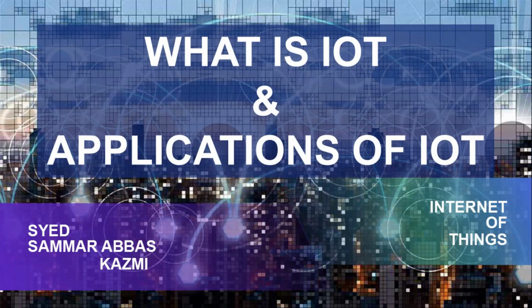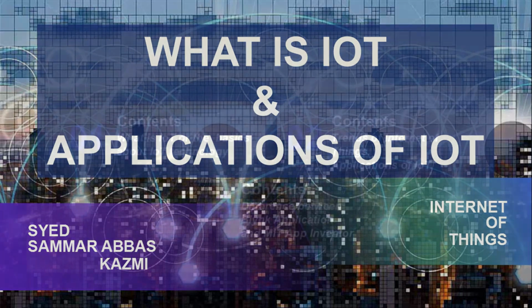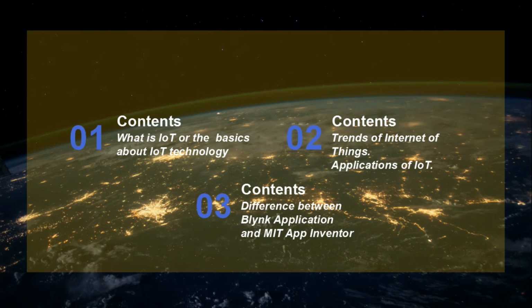So now I have switched my camera to my laptop screen, and now I will be covering the topics of the presentation. So what are the contents of today's presentation? First of all, I will be telling you what is IoT, meaning Internet of Things, or the basics about Internet of Things. Then I will be moving forward and telling about trends of Internet of Things, meaning the applications of IoT, and the key topic of today's video is the difference between Blynk application and MIT App Inventor. So I will be differentiating both applications. So let's start with the first content, what is IoT.